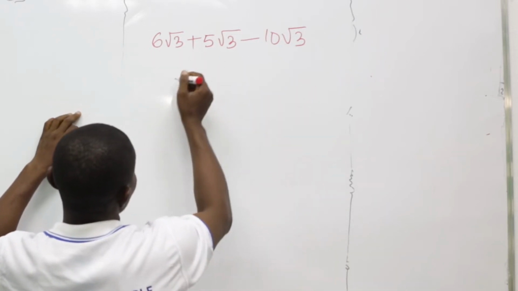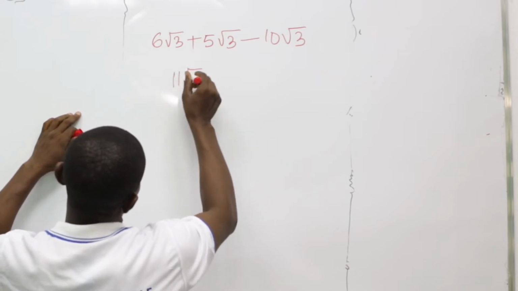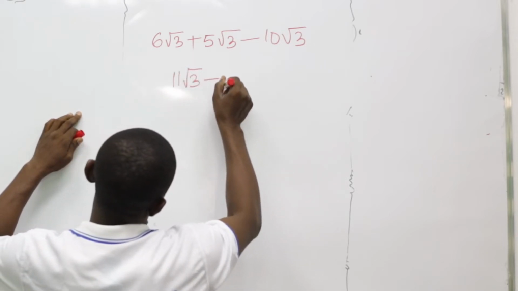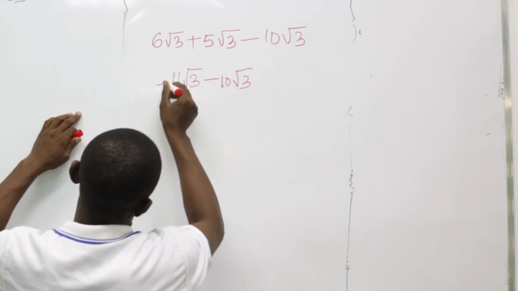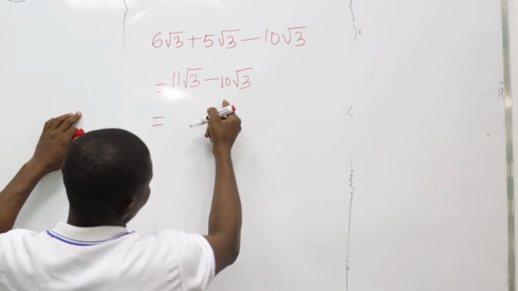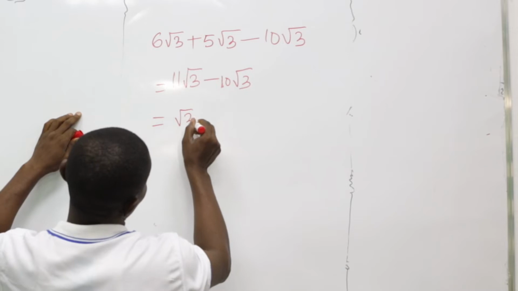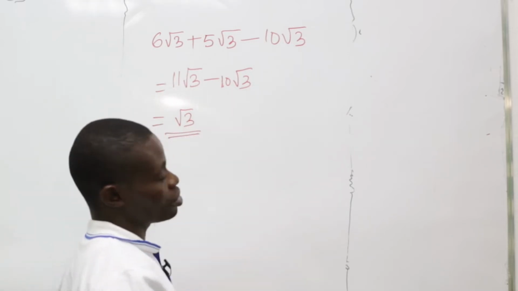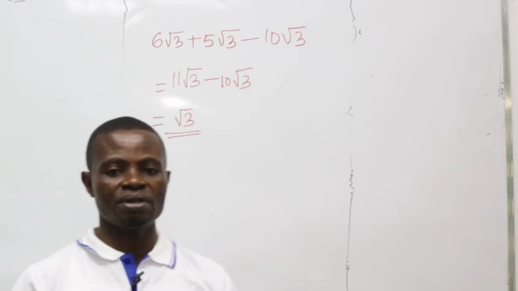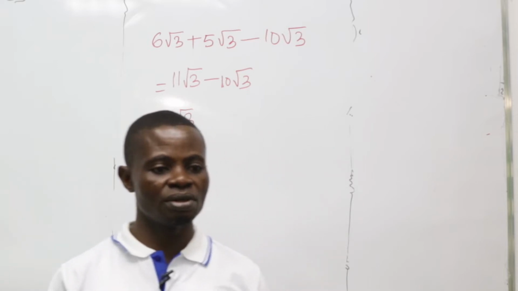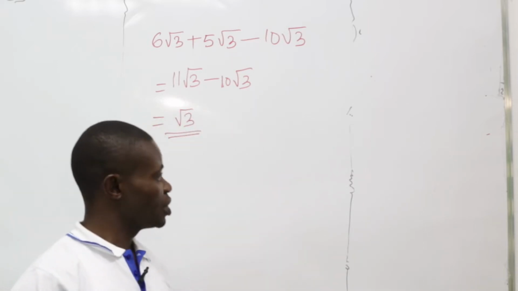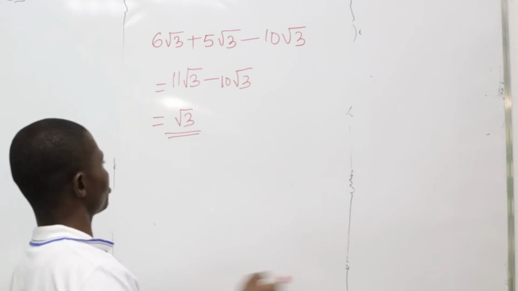6 plus 5 is 11 root 3, the minus 10 root 3. 11 minus 10 is 1. So the answer here is what? Root 3. As simple as ABC. Root 3 is just the solution to this. Now let us solve number 2.